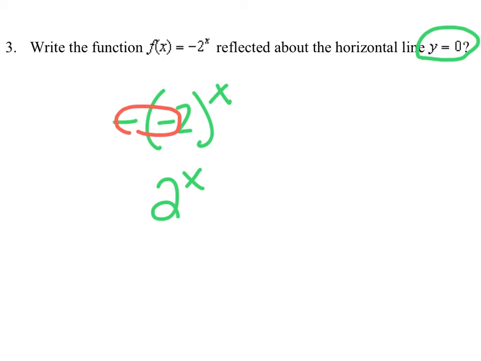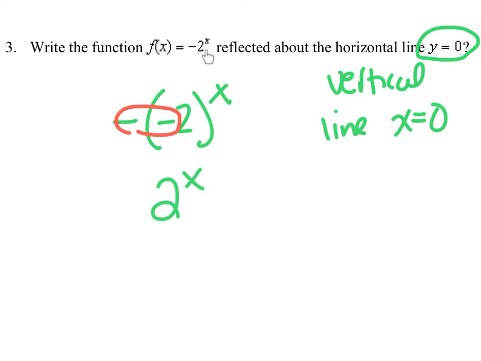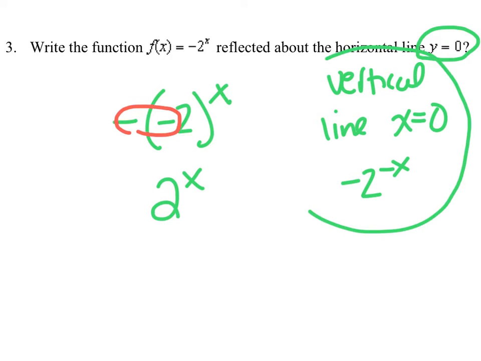If it said a vertical line, and it said x equals 0, well, then that's the y-axis. If it said x equals 0, then I would need to put a negative sign on the x itself. So that one would be negative 2 to the negative x. So that would be a vertical line about x equals 0, and the other was a horizontal line about y equals 0, and that gave me the negative in the front.